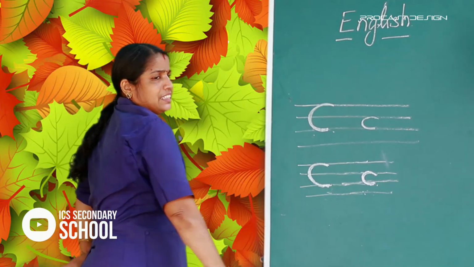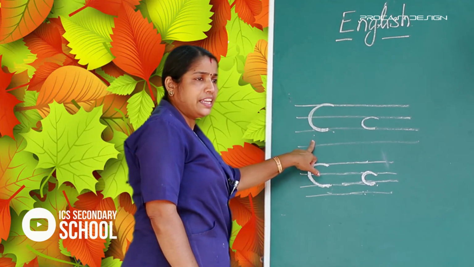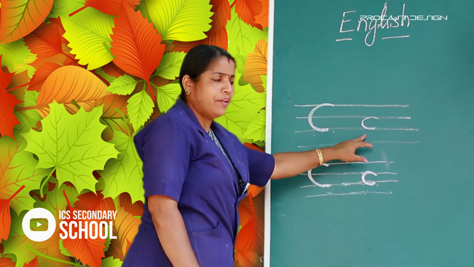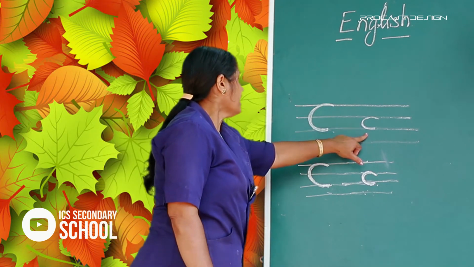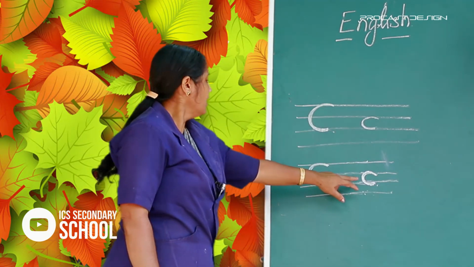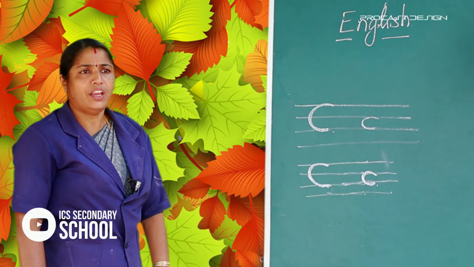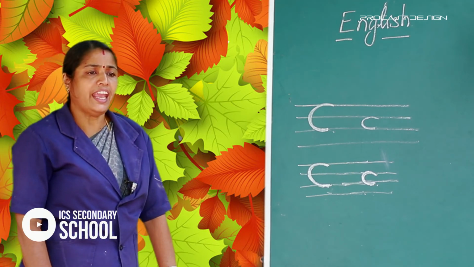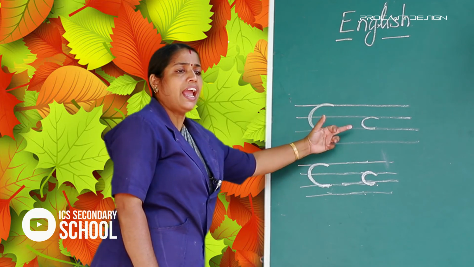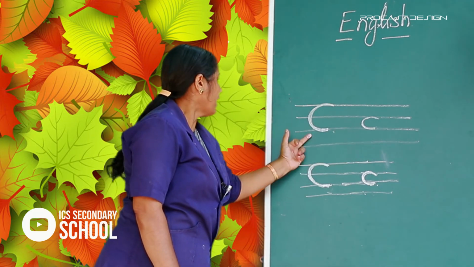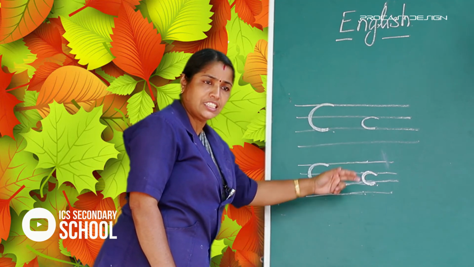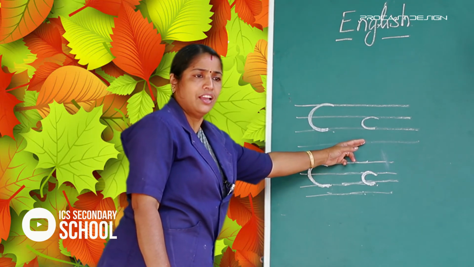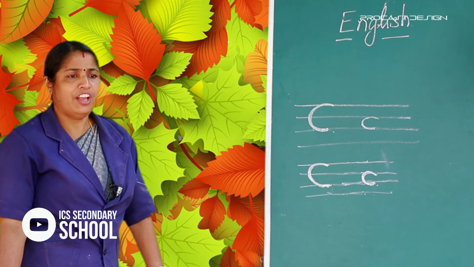Which letter is this? Capital C. Which letter is this? Small letter C. Capital letter C, small letter C. Okay. All of you take your rough note and write capital letter C and small letter C. Okay, very good.